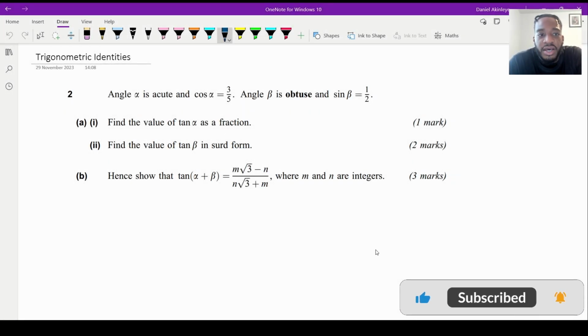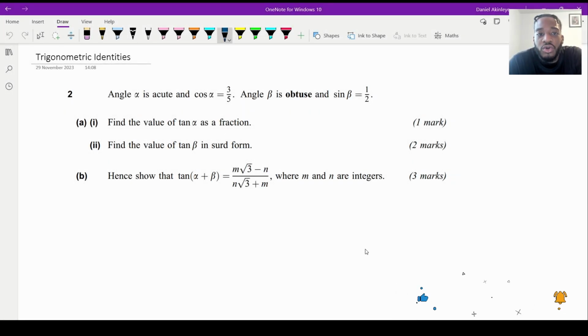Okay, so we've got this question here. It says angle alpha is acute and cos alpha is 3/5. Angle beta is obtuse and sine beta is 1/2. It says find the value of tan alpha as a fraction for part A. So we know that we need tan alpha.